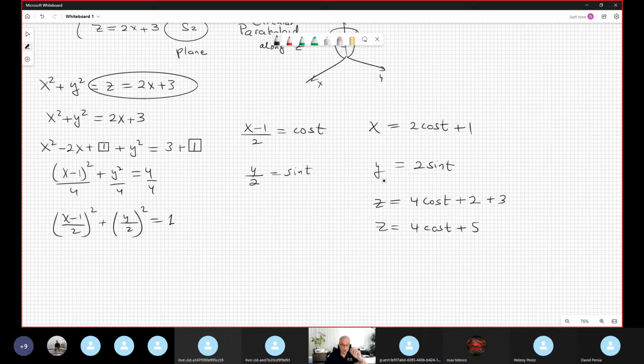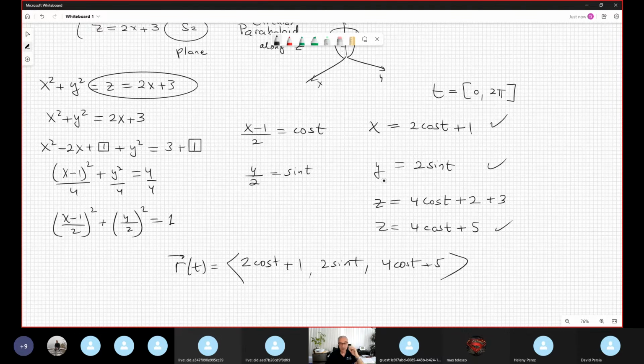Unbelievable, the time flies. Now, this is the 1, 2, and 3 equation. Parametric is obvious in this case. A closed figure, t varies from 0 to pi, and the vector valued function is r of t equal to angular bracket 2 cosine t plus 1, comma 2 sine t, comma 4 cosine t plus 5, close. And t varies in this range. This is the way to express a vector valued function.